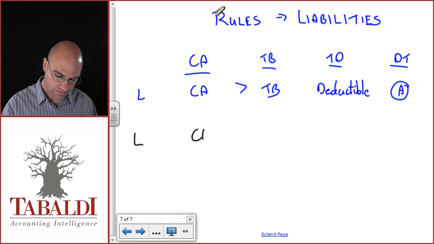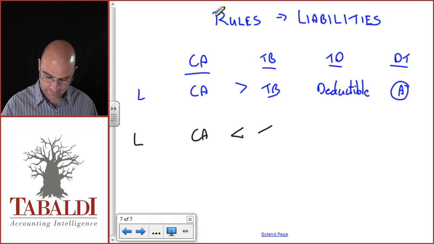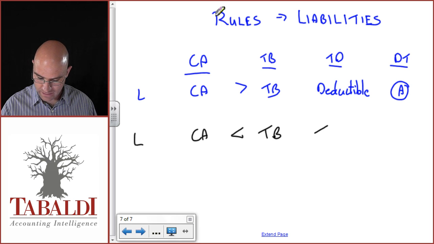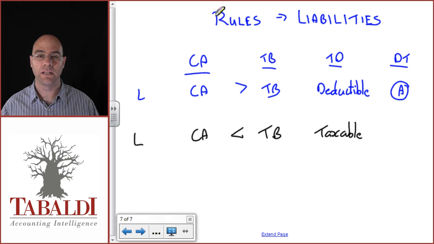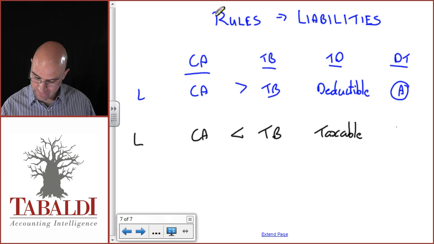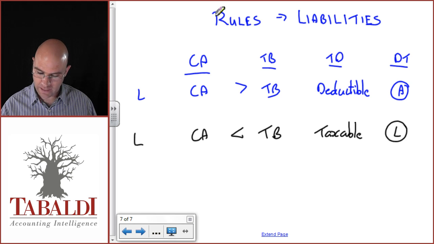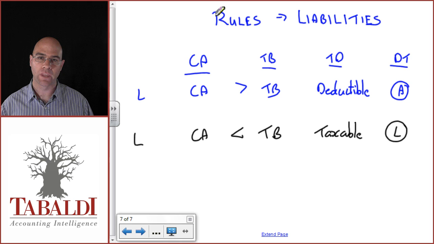Where the carrying amount is smaller than the tax base, then I will have a taxable temporary difference. And taxable temporary differences mean I have an increase in future taxable income, an increase in future tax payments. Therefore, I have a present obligation, a deferred tax liability. Please make sure you watch the deferred tax lecture now on tax bases for income received in advance. Thank you.